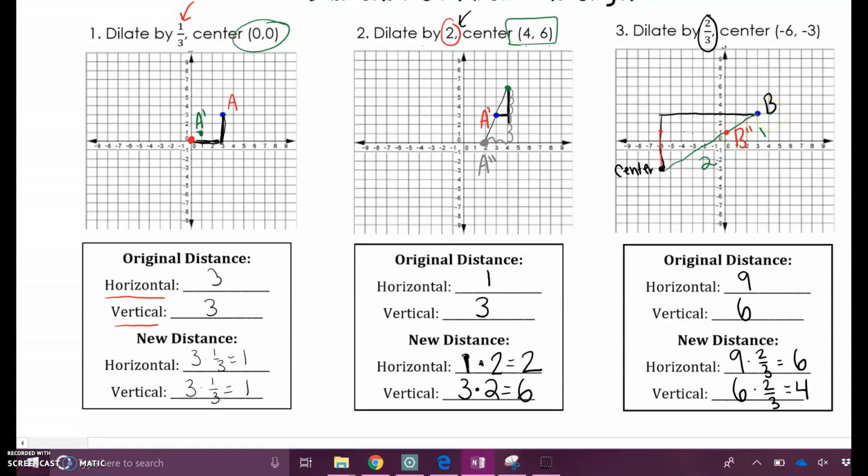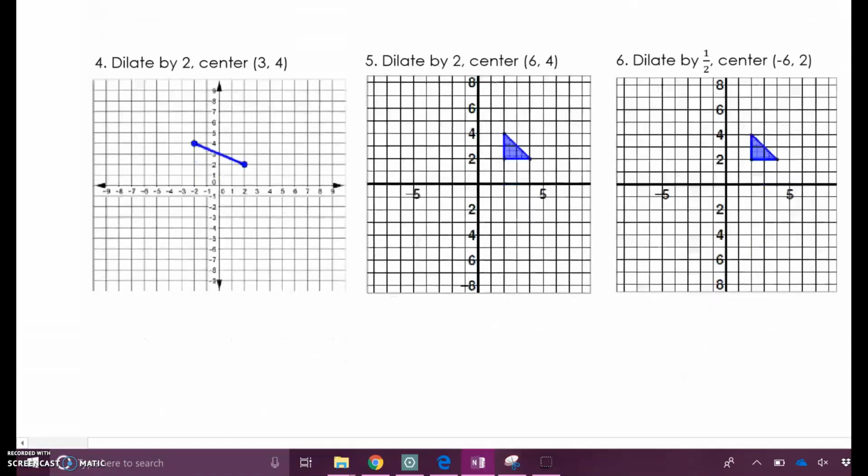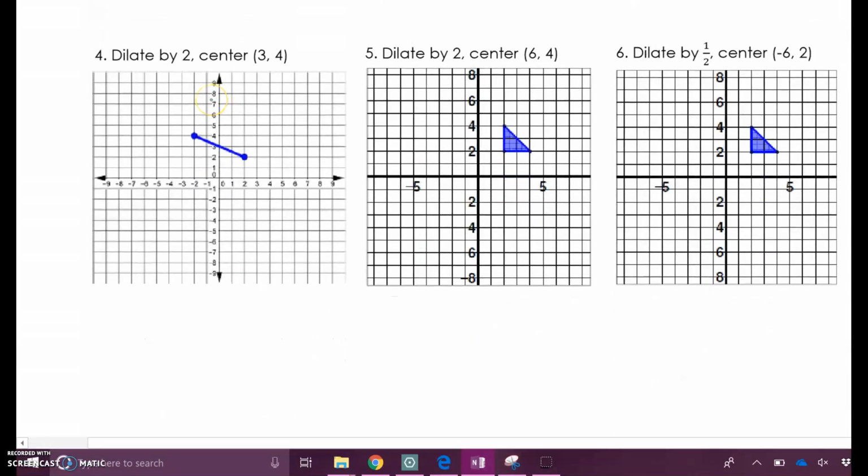The last example we're going to do together is one with an actual shape. So let's go ahead and look at that. Shapes are the two you're going to do on your own. We're going to do the dilation on this line right here. So our center of dilation is 3, 4, and again, you're going to write this line on one of your graphs. 3, 4 is our center of dilation. And we're going to look at the horizontal distance from one of the points to that center of dilation. So I'm going to label this point A, this point B.